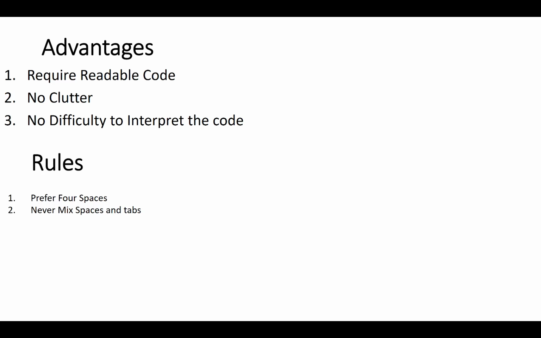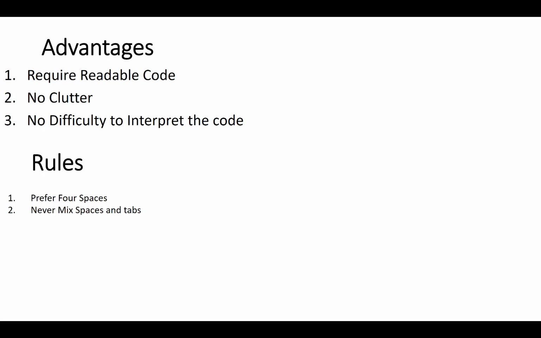Prefer four spaces before starting your statements and your body. You must use four spaces, not five and not three, because the Python standard rule prefers four white spaces. Never mix spaces and tabs. If you use four spaces, then never use tabs. Use the space bar key, and don't use the tab key.